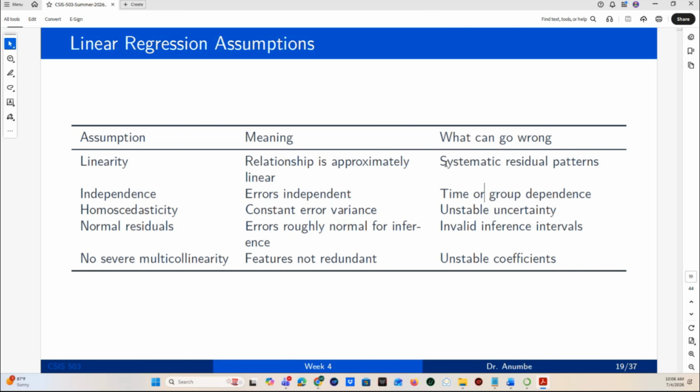What can go wrong? You can actually have systematic residual patterns where there's a systematic error and everything is following the same straight line, and you think you're correct, but you're actually not correct. There's an error. The only thing is that error is systematic, and then it's throwing off systematic residual patterns. That's what can happen with non-linearity.